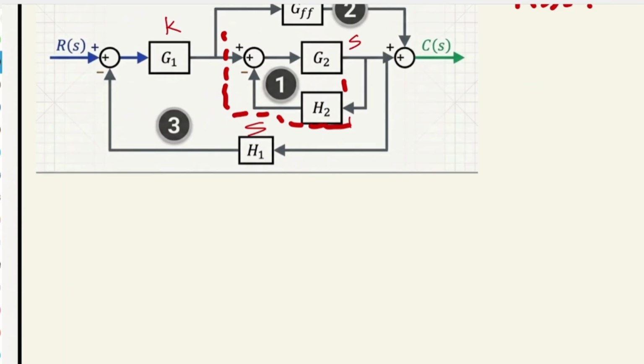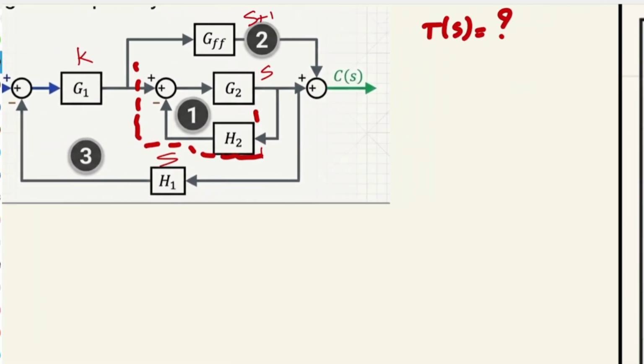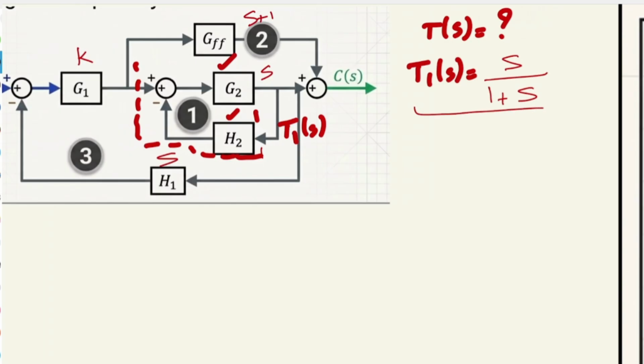The only thing that I have to do, as you guys remember, is that I have this block, and after that I have the negative feedback block. So for instance, I can call it T1S, whatever, it doesn't matter, you can name it. T1S is going to be G2 divided by 1 plus G2H2. Is that okay? So this is going to be T1S. It means that I can get rid of that, and I can just add T1S itself.